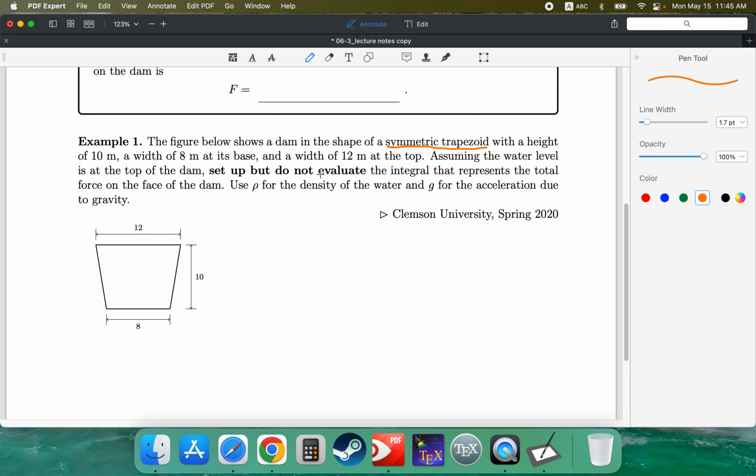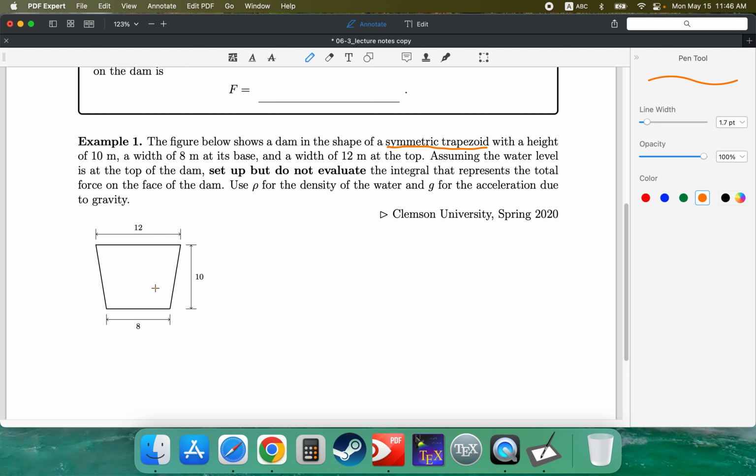Set up but do not evaluate the integral that represents the total force on the face of the dam. And we want to use rho for the density of the water and use g for the acceleration due to gravity. Okay, so we want to use the method we have been using for a long time, the slice and sum strategy. Okay, and we will need to slice this dam into several pieces.